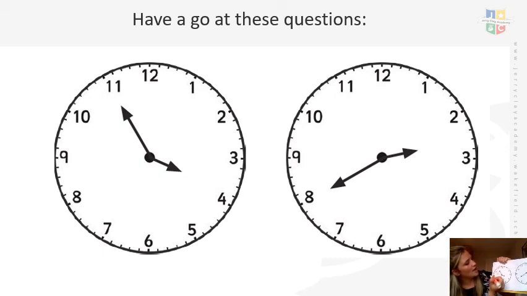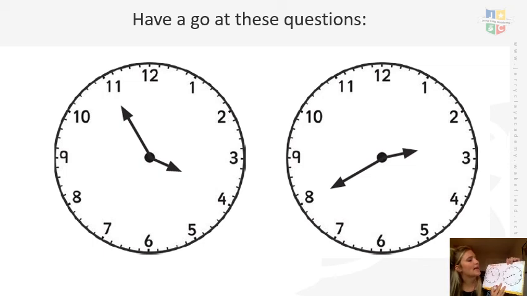So I can go 5. So I know that that is 5 minutes to, and now I can look at my hour. So I know it's 5 minutes to. Now, which number is my hour hand trying to get to? It's trying to get to the 4. So it is 5 minutes to 4 is this time.